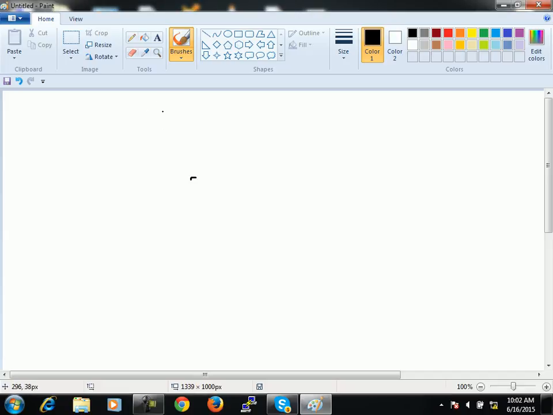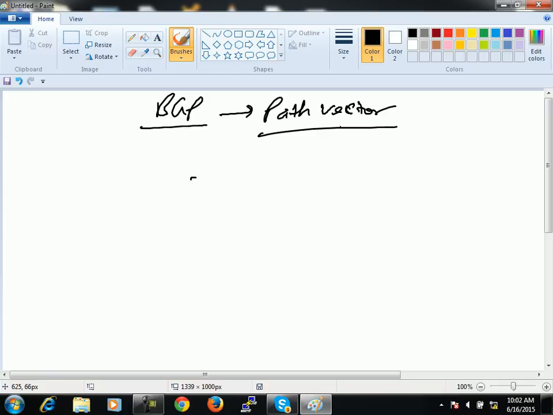So as you know, today we are going to start BGP. BGP is Border Gateway Protocol, right? And of course it comes under path vector routing protocols. This is the only protocol which comes under EGP as well, Exterior Gateway Protocol.